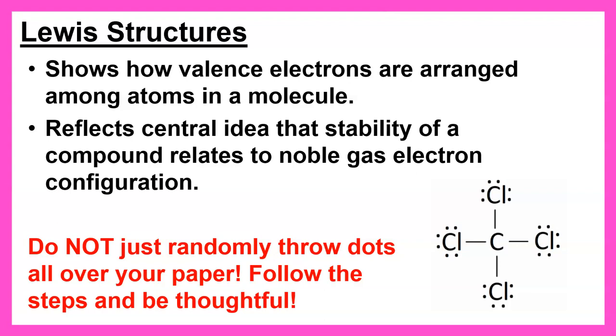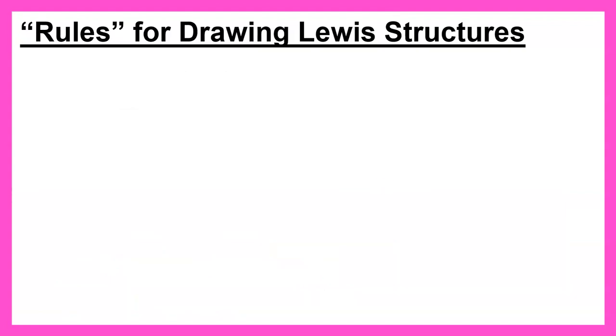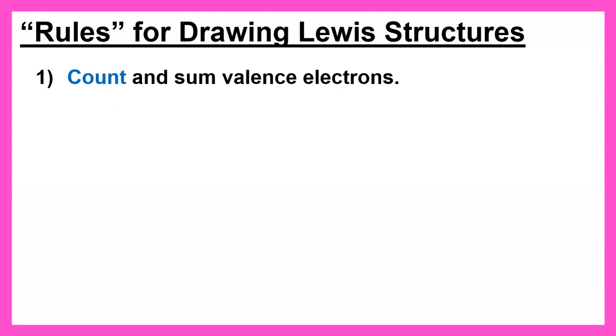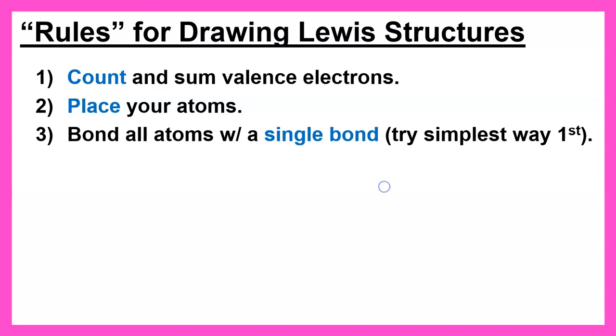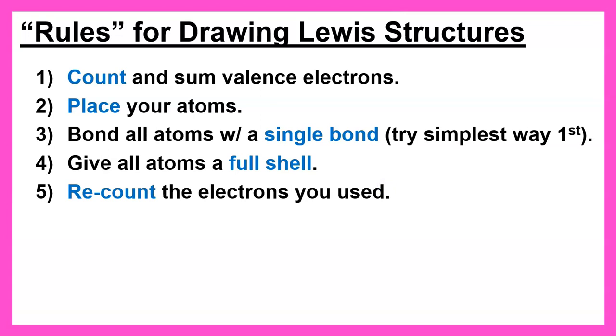A reminder, the rules for Lewis structures that will work every time. Count and sum your valence electrons. Place your atoms where they belong using all the suggestions you learned in Honors Chem. Bond everything with a single bond. Try the simplest way first. Give every atom a full shell. Recount how many you used. If you used the right number, you're all finished and you're done. If it's not right, you need to fix it.